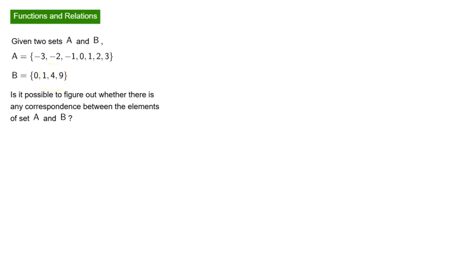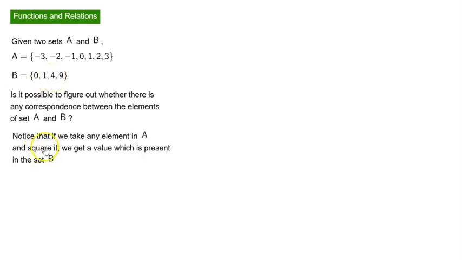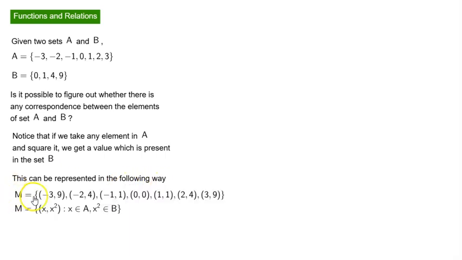B? Now, if we look at it, notice that if we take any element in A and square it, we get a value which is present in the set B. This can be represented in the following way. We can say M is a set of ordered pairs: (-3, 9), (-2, 4), (-1, 1), (0, 0), (1, 1), (2, 4), (3, 9).